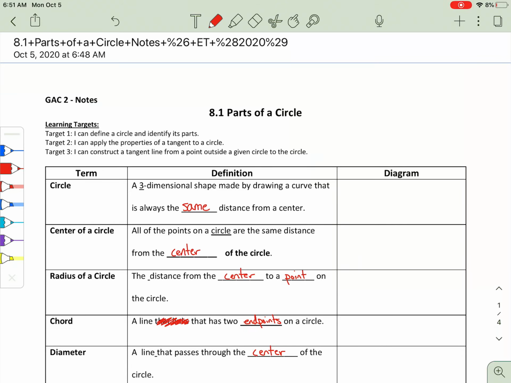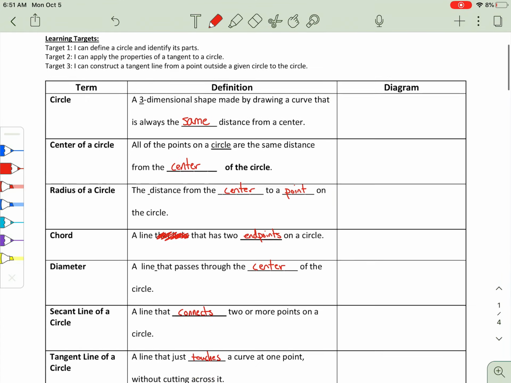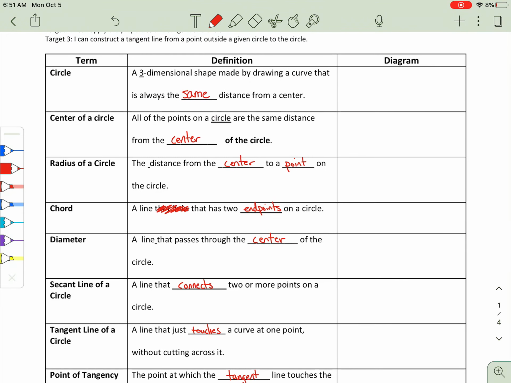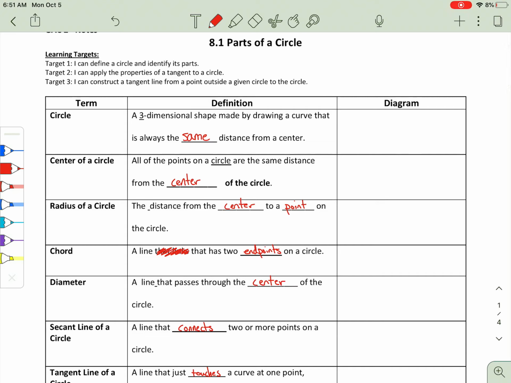All right, today we are going to start a new unit. We're going to go over parts of a circle, and this is going to be a little vocab heavy. As you can see, I kind of filled in some of these blanks already, so you want to make sure to go ahead and get those written down. But also make sure that you understand the vocab. Some of them are going to be pretty simple because you've probably seen them in the past. Some maybe not so much.